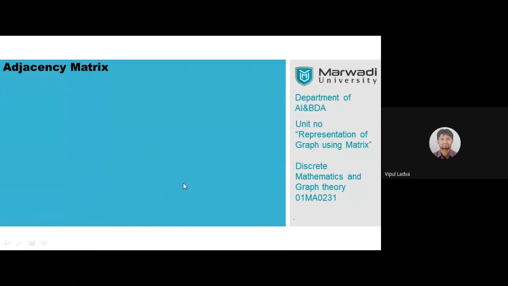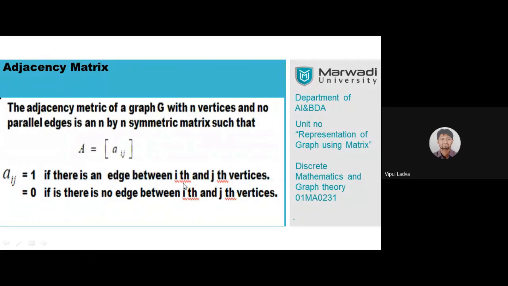Now how we will prepare our adjacency matrix? पहले तो यहाँ पे लिखने में गलती है. There's a kind of typo. It should be matrix. The matrix of graph G with n vertices and no parallel edges is an n by n symmetric matrix. Observe that the adjacency matrix of graph G having n vertices and no parallel edges will be an n cross n symmetric matrix.